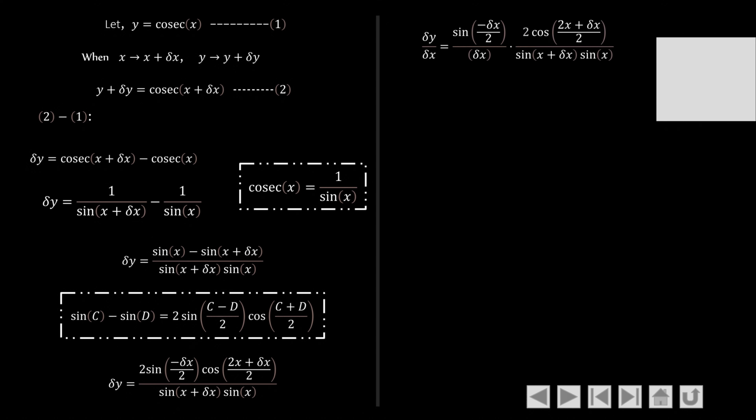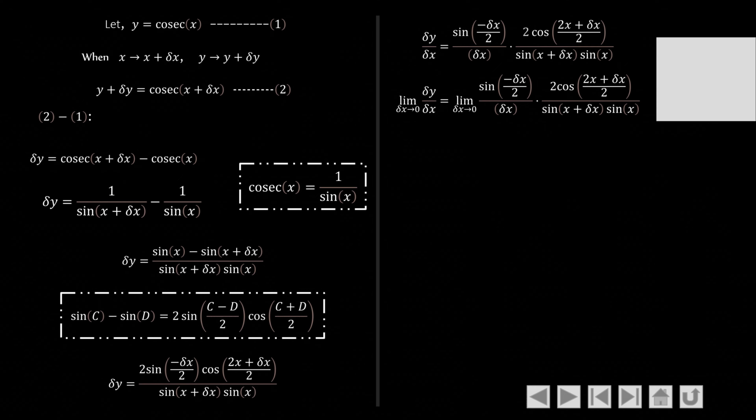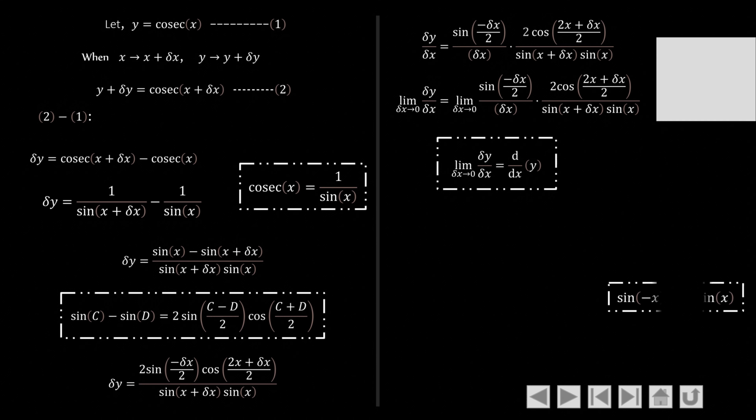Now, we divide both sides by our change in x, delta x. Remember that sine of a negative angle pulls the negative sign out front. We rearrange the terms to isolate our standard limit pattern, moving the factor of 2 to the bottom as delta x over 2. Taking the limit as delta x approaches 0 on both sides turns the left side into our derivative, d over dx of y.